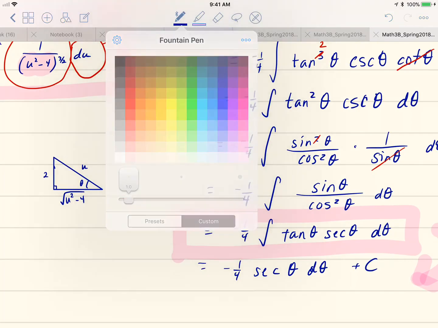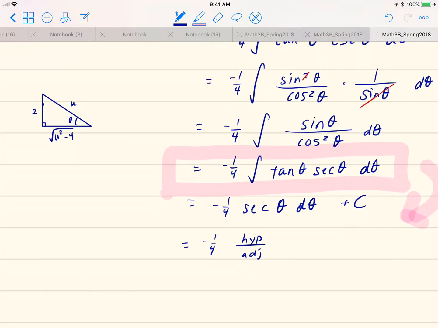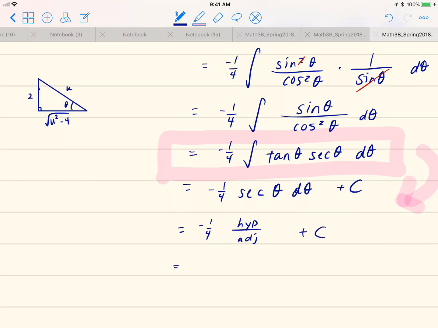I look at my triangle here, and secant of theta is 1 over cosine. It's the reciprocal of cosine, and cosine is adjacent over hypotenuse. So we'll have negative 1/4 hypotenuse over adjacent, right? Okay, plus C, which should be negative 1/4 hypotenuse U over adjacent, square root of U squared minus 4 plus C. Are we done? No.